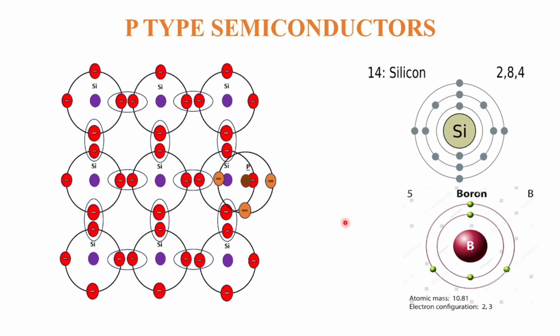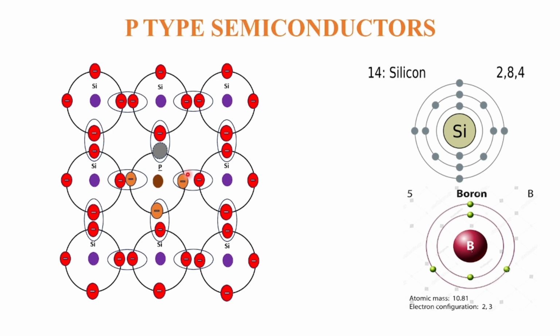Now when we use this to dope the silicon structure, it is going to be surrounded by 4 other atoms. It is going to be surrounded by 4 silicon atoms in equivalent bonds. But remember, silicon has 4 electrons in its outermost shell. So you can see that a hole is going to be created here because there is no electron there to complete the bond. Alright, so that is how the P-type semiconductors are formed.